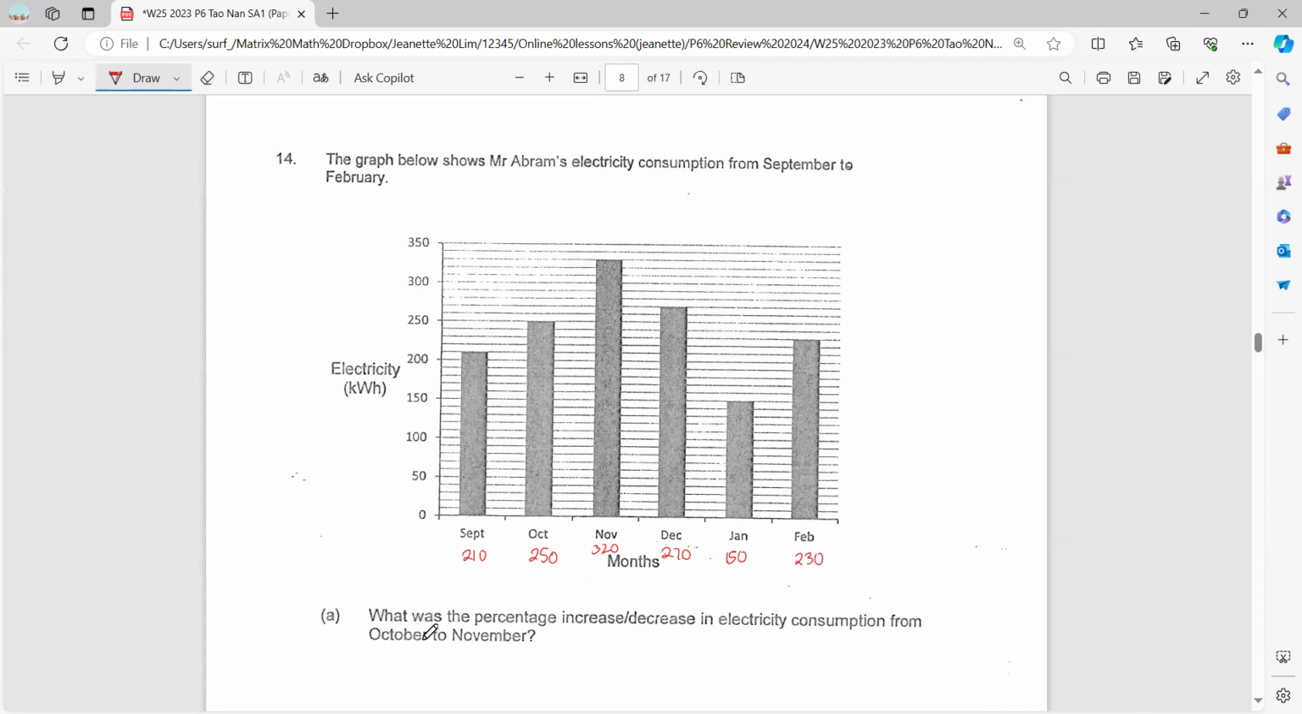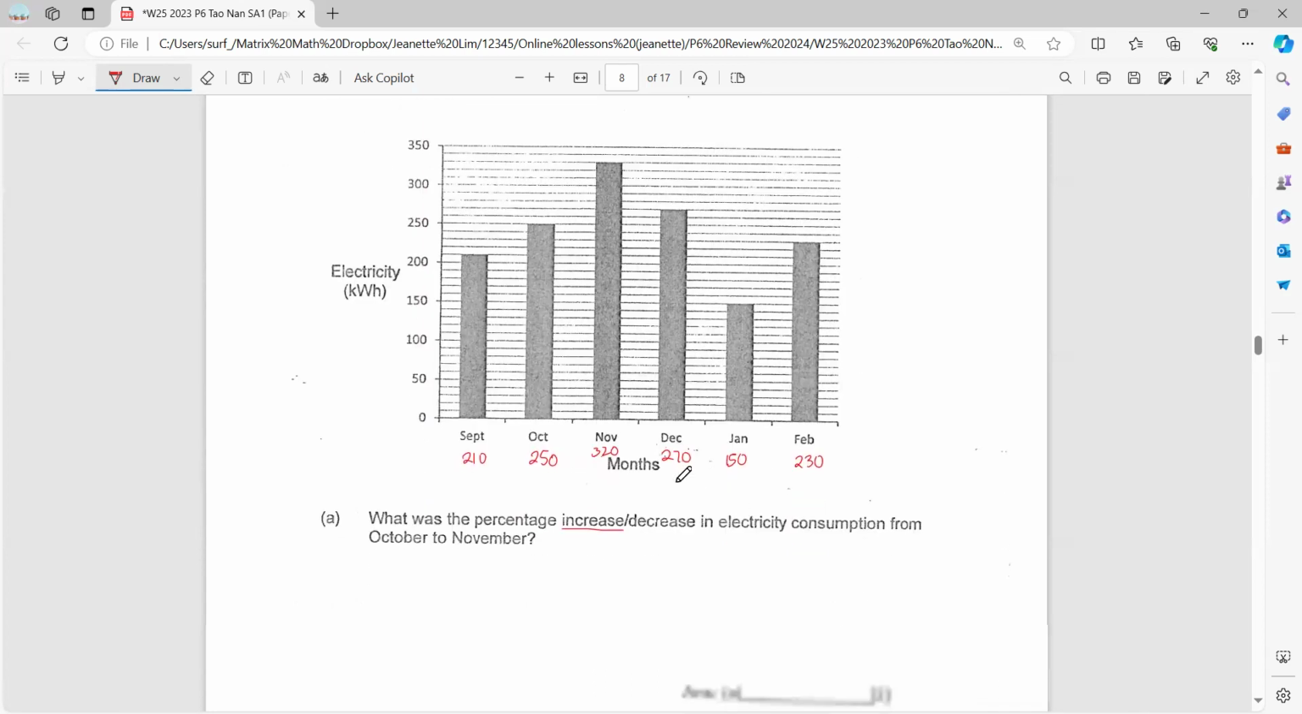So we're looking at October to November. From October to November, there is an increase. So we are looking for a percentage increase. So let's find the increase first. Increases from 250 to 320. So 320 minus 250. There is an increase of 70.